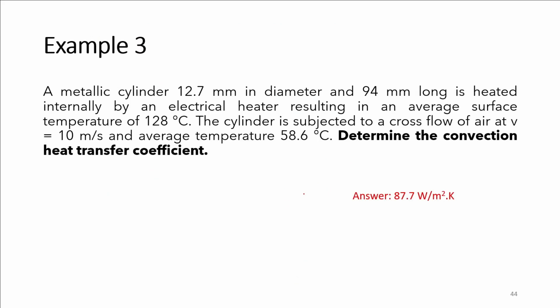Now let's consider example 3. You have a metallic cylinder 12.7 mm in diameter and 94 mm long, heated internally by an electrical heater, resulting in an average surface temperature of 128 degrees Celsius. The cylinder is subject to a cross flow of air at a velocity equal to 10 meters per second and an average temperature of 58.6 degrees Celsius. Determine the convection heat transfer coefficient H.